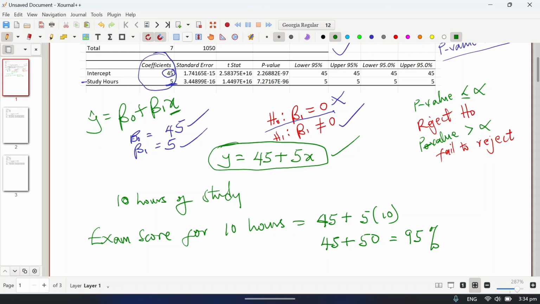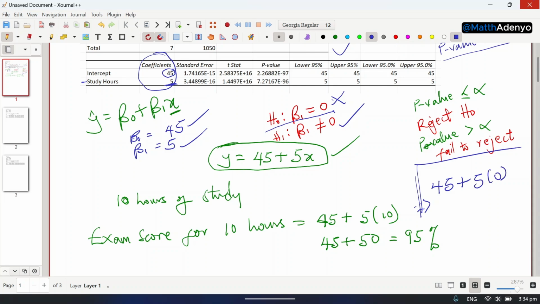On the other hand, if the student didn't study at all, meaning that the number of hours studied is 0, it means that the student will get 45, which means that the student will fail. So let me draw a distinction between them. In that case, you are going to have 45 plus 5 times 0, because the number of hours studied is 0, and this is going to give us 45. So if the student didn't study at all, the student is going to score 45%, which is below 50, so fail. So that is about the simple linear regression.